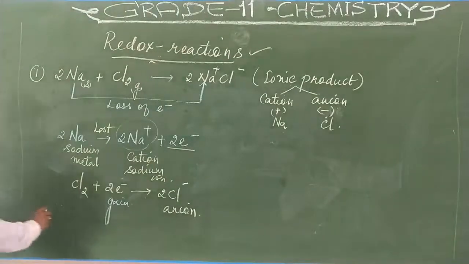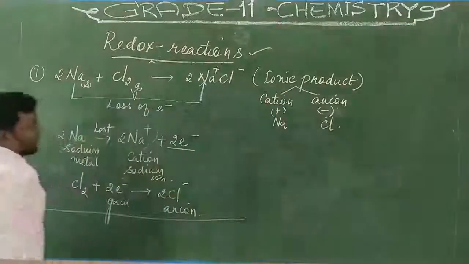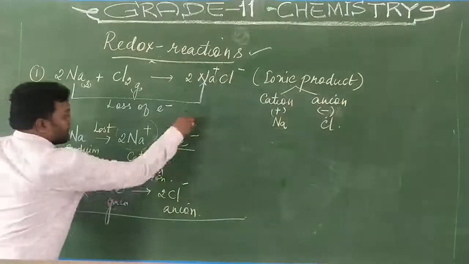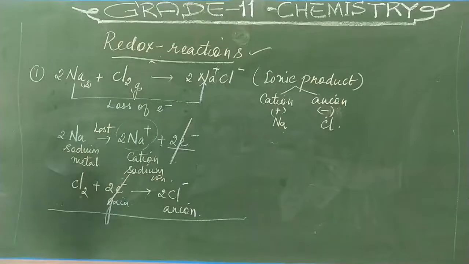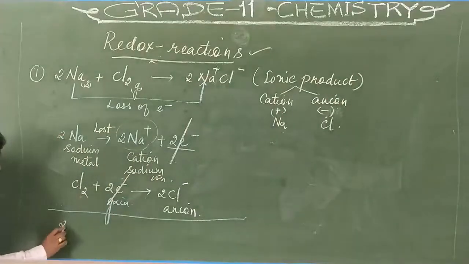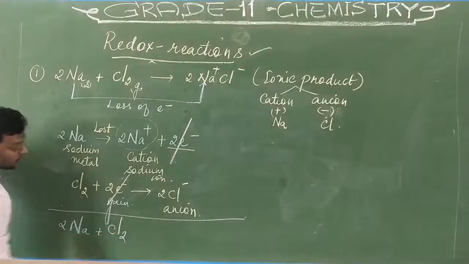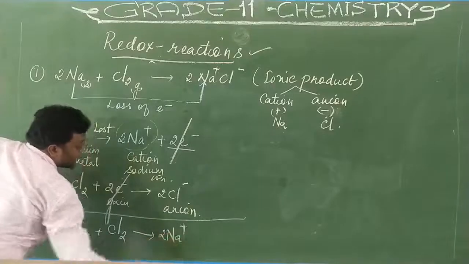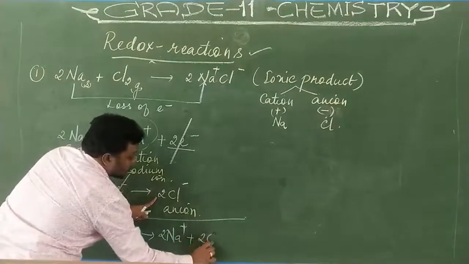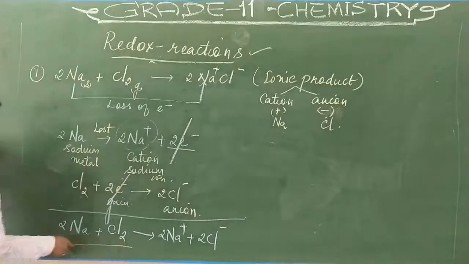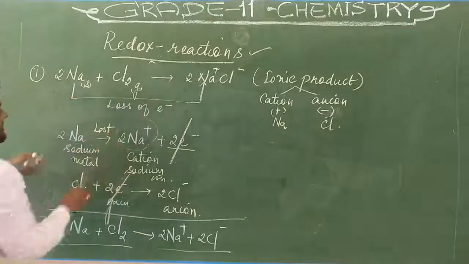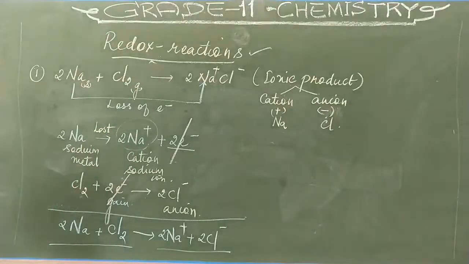Now we'll solve both the equations. When I solve both the equations, this 2e and this 2e will get cancelled. So what we'll be getting is 2Na plus Cl2 gives 2Na plus 2Cl minus. So this is on the reactant side and this is on the product side. Same reaction criteria.